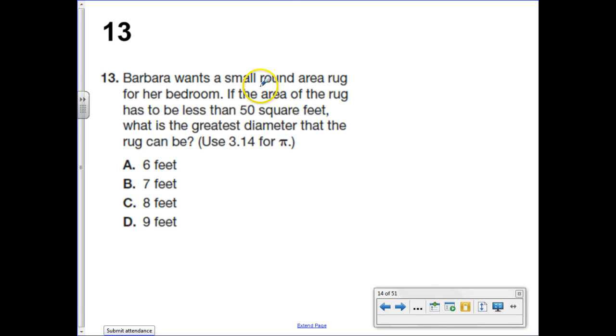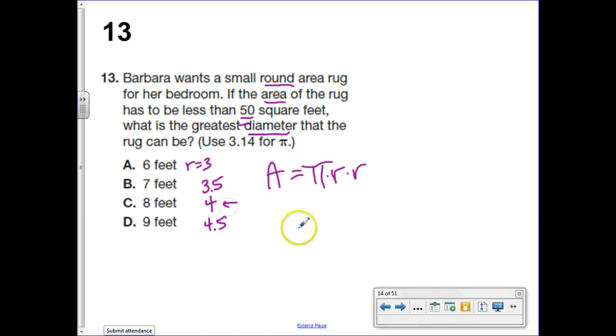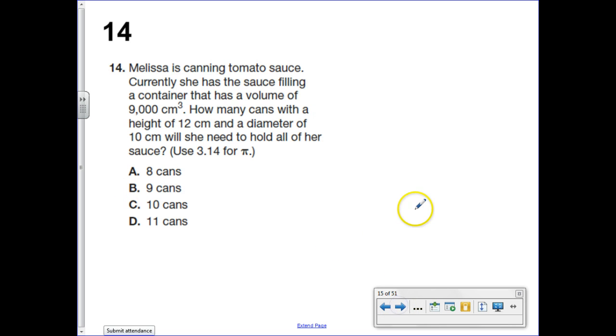13, this is round, so that means we're doing a circle. They're talking about area. Area of a circle is pi times radius squared. I'll write it out this way because here's the problem. These are diameters, so the first thing I need you to think of is what each of these radii would be, and then plug it in, but you cannot go over 50. And when you plug in a radius of 4, you're going to go slightly over 50, which is why you have to choose B.